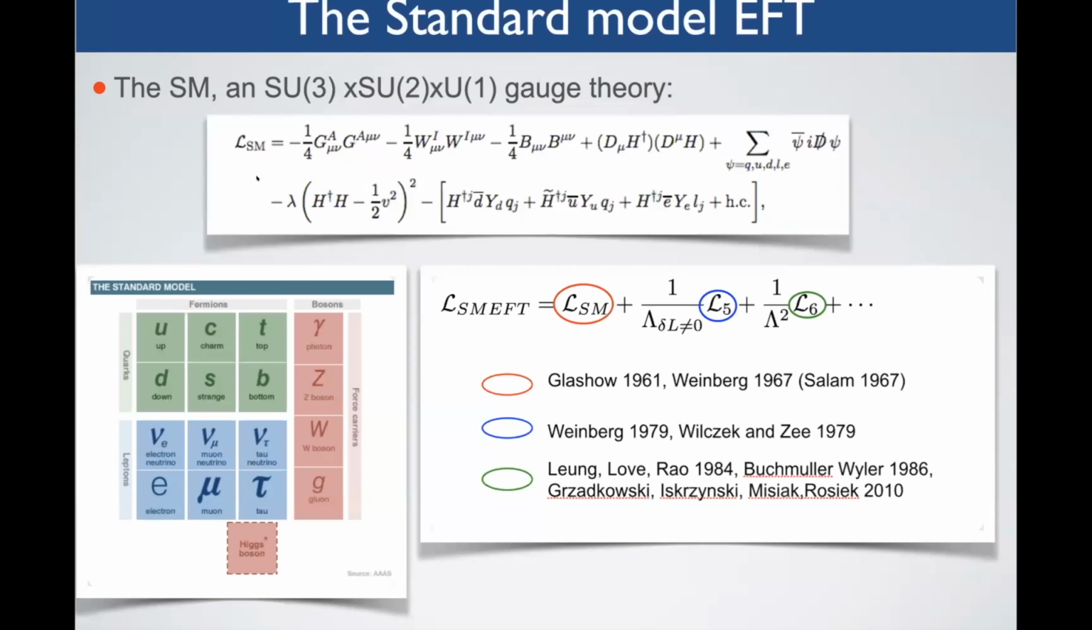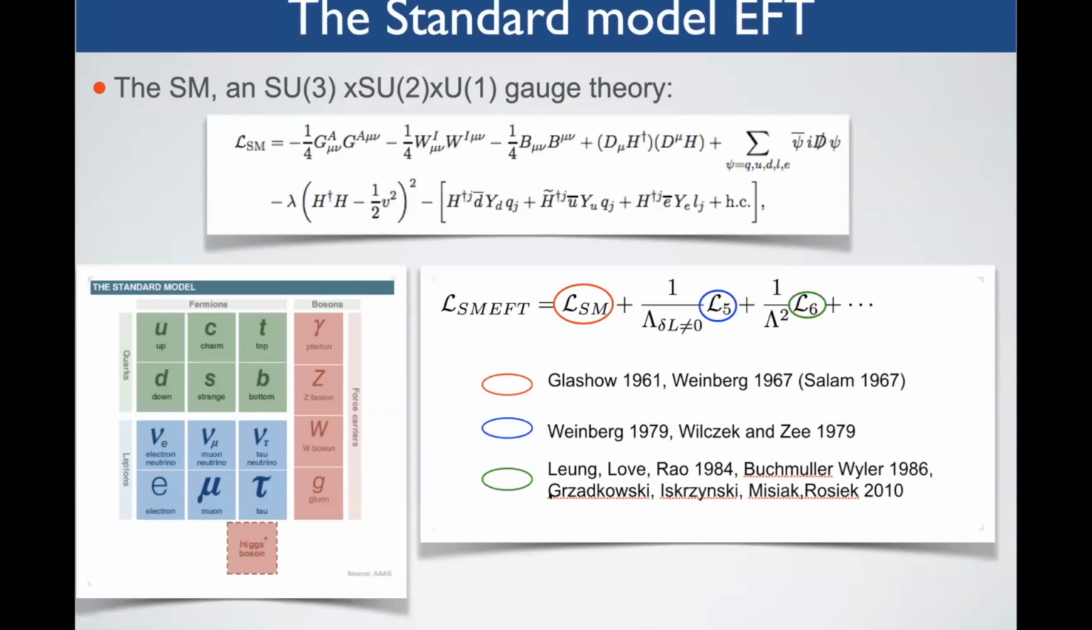And I'm going to be using, and I think most fitting groups are using, the Warsaw basis. And the Warsaw basis, just for your reference, is the first time the operator basis at dimension six was written down in a non-redundant way. And that's this paper in 2010 just listed here. It's called the Warsaw basis because the names are a bit challenging to actually pronounce.